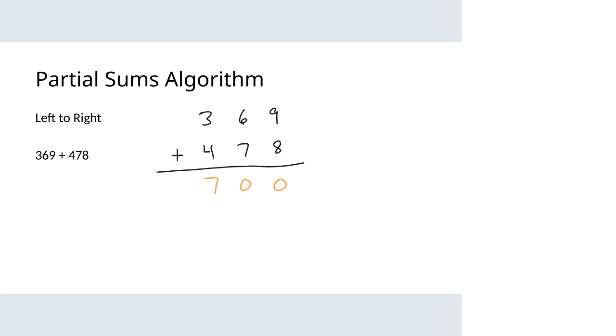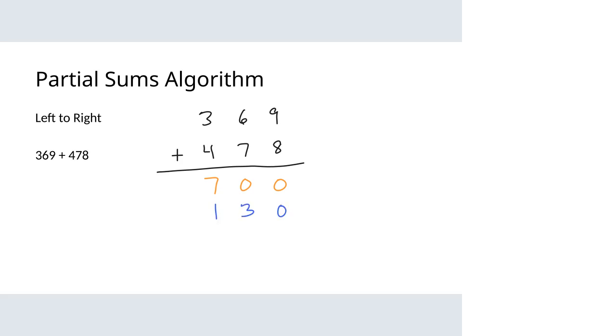Now I go over to the tens column, and I have this 6 plus this 7, but really it's not 6 plus 7. What does this 6 represent? It's not really 6. What is it? It's 60. Excellent. Very good. And so really what I'm doing here is 60 plus 70, which gives me 130. And I'm going to write that down.